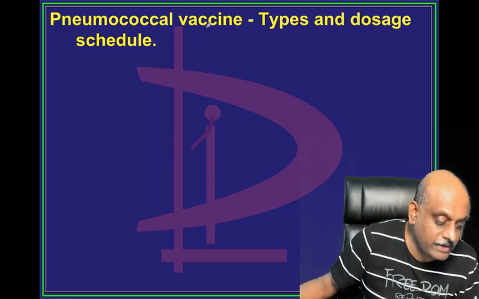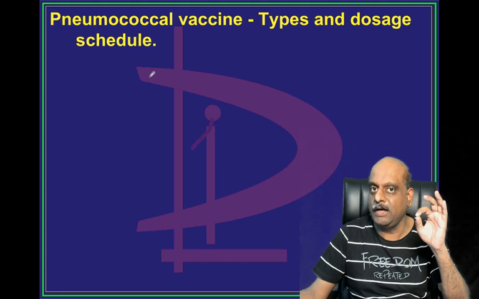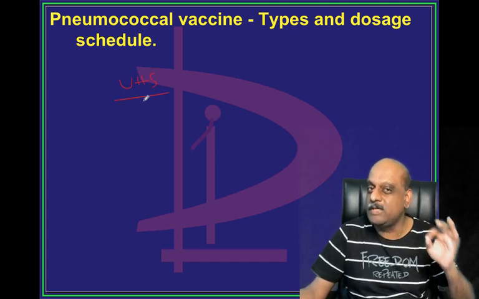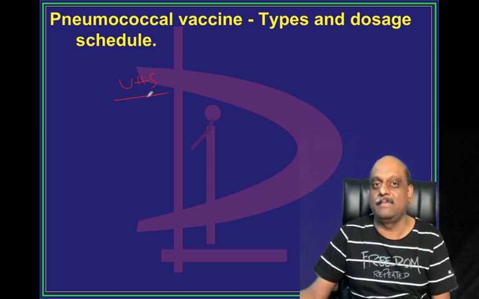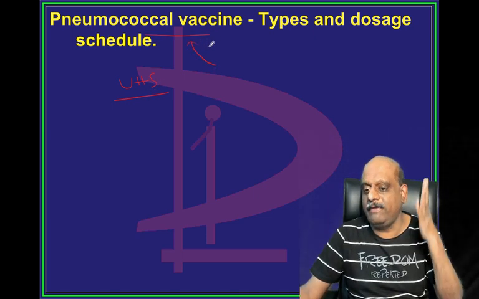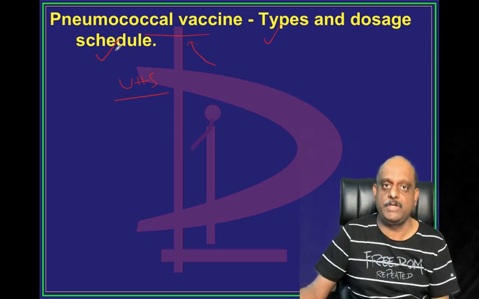So now, doctor, the next favorite question for the University of Health Sciences MBBS final year part 2 board exam, a very common short note, is pneumococcal vaccine. What are the types, dosage and schedule is what you should remember.